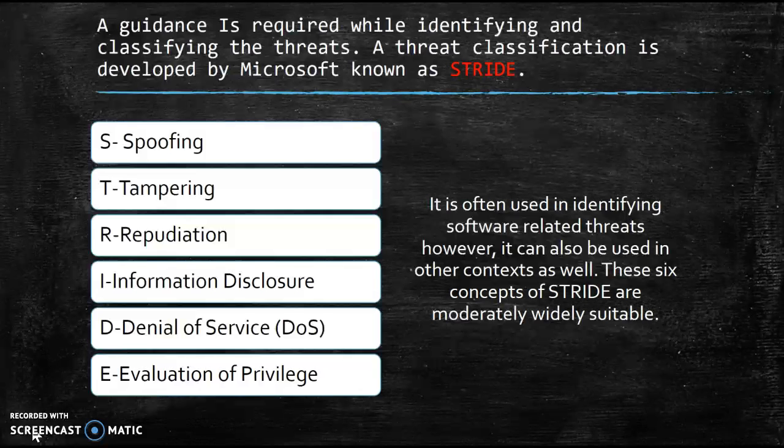A threat classification developed by Microsoft is known as STRIDE. Now, what is STRIDE? STRIDE is S for spoofing, T for tampering, R for repudiation, I for information disclosure, D for denial of service, and E for elevation of privilege.